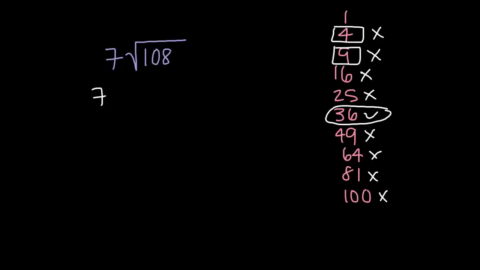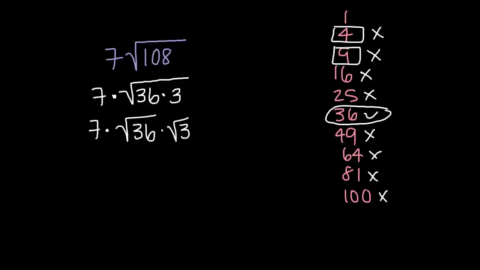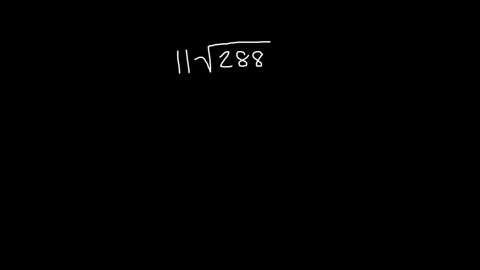This becomes 7 times the square root of 36 times 3, because 36 times 3 is 108. So now we're going to split up the radical. And what's the square root of 36? The square root of 36 is 6. Okay, and we've got to multiply by that 7 in front, so our final answer is going to be 42 root 3. Pause the video to try on your own, then press play to see the answer.